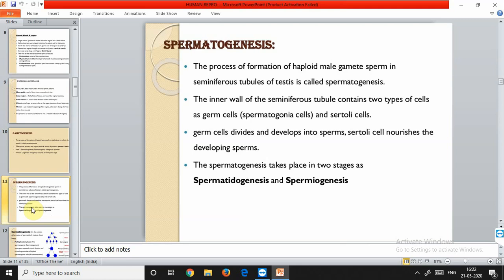Now, each of these testes is formed of thousands of minute and elongated coiled tubules. These are called the seminiferous tubules. The inner lining of the seminiferous tubules is called the germinal epithelium, and this germinal epithelium is made up of primordial germ cells, that is, the primary germ cells.